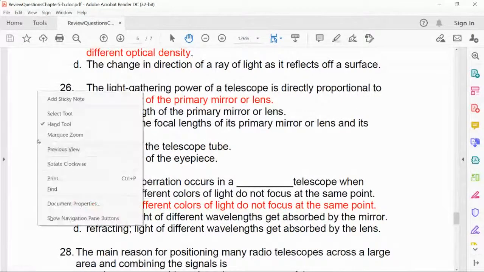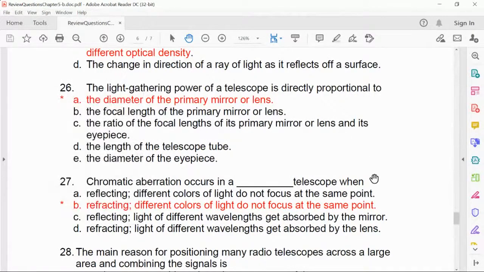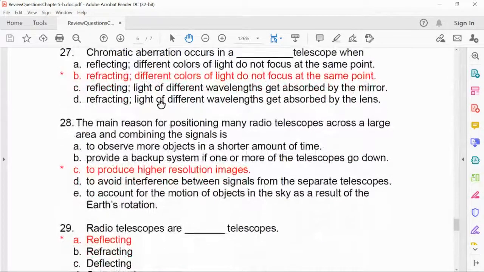27, when does chromatic aberration occur? Chromatic aberration occurs in a refracting telescope when different colors of light do not focus at the same point. And I told you red light has a longer wavelength, so it will be further. Blue light will be a little bit different. They are not focused at different points, so you actually get a blurred image, and that's the problem with lenses.